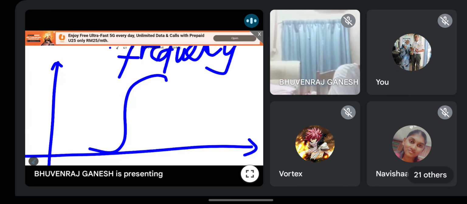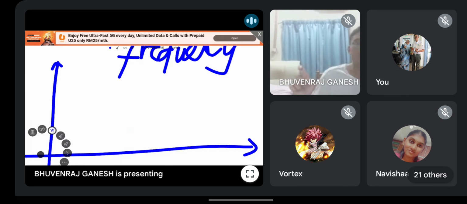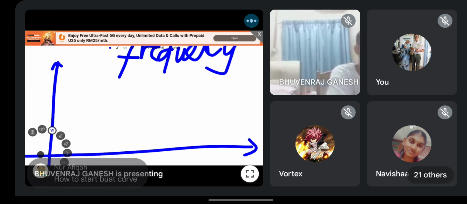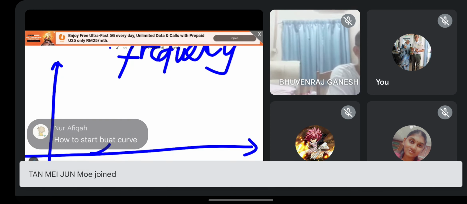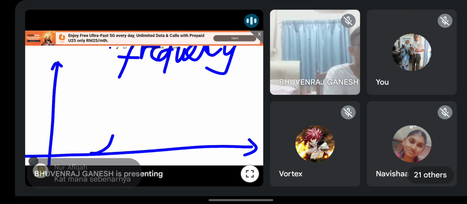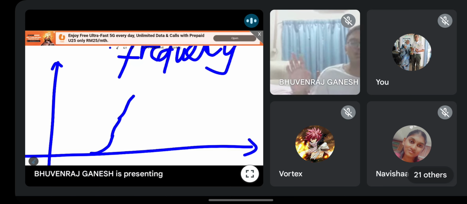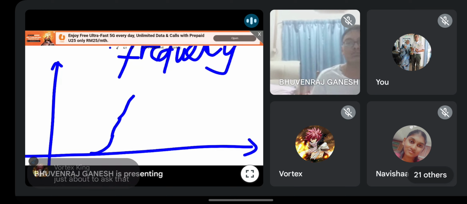Guys, one more thing. Jangan ingat bila buat lengkung, when you draw the curve, don't draw like this. Don't start, stop, lepas tu kamu sambung sikit, lepas tu kamu stop, then you start again. It won't be a smooth curve. Remember, one of the criteria to score in the graph is a smooth curve. Okay, lengkung dia kena licin.